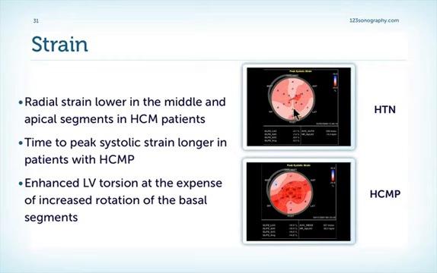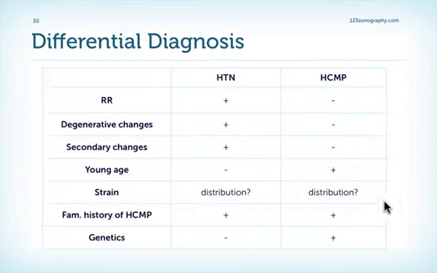Just a few words about strain. There is evidence that patients with hypertensive heart disease have a different pattern with respect to strain than patients with hypertrophic cardiomyopathy. But it's probably too early yet to really describe the exact pattern and the exact difference between the two. So this is something that will maybe be important in the future, but presently we cannot use it on a routine basis to really differentiate it. This table just shows you the different features of hypertrophic cardiomyopathy and hypertensive heart disease and how we can differentiate the two. This table can also be found in your fact sheets.